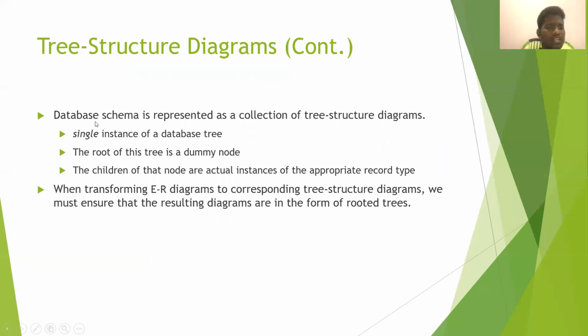A database schema is represented as a collection of tree structure diagrams. Single instances of a database tree: the root of this tree is a dummy node. The children of that node are actual instances of the appropriate record type. When transforming an E-R diagram to the corresponding tree structure diagram, we must ensure that the resulting diagrams are in the form of rooted trees. Rooted tree means that whatever the root node is, it should have the dummy node.